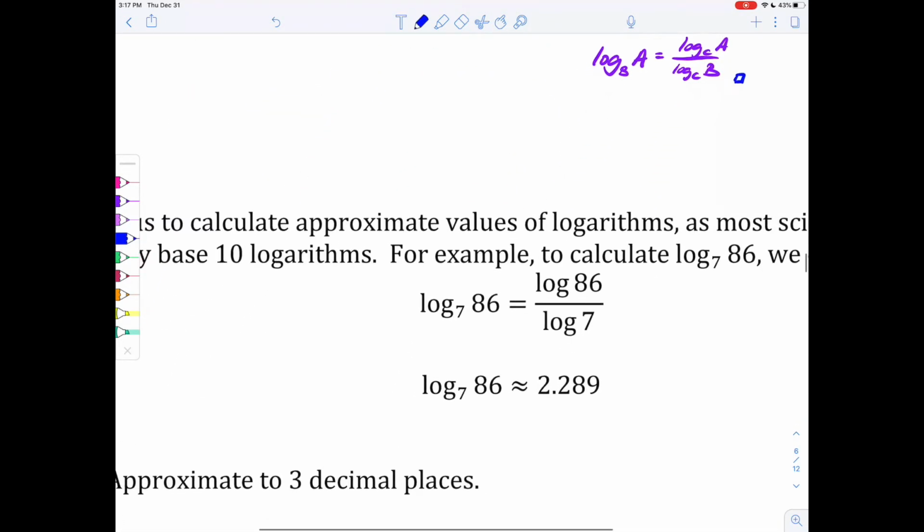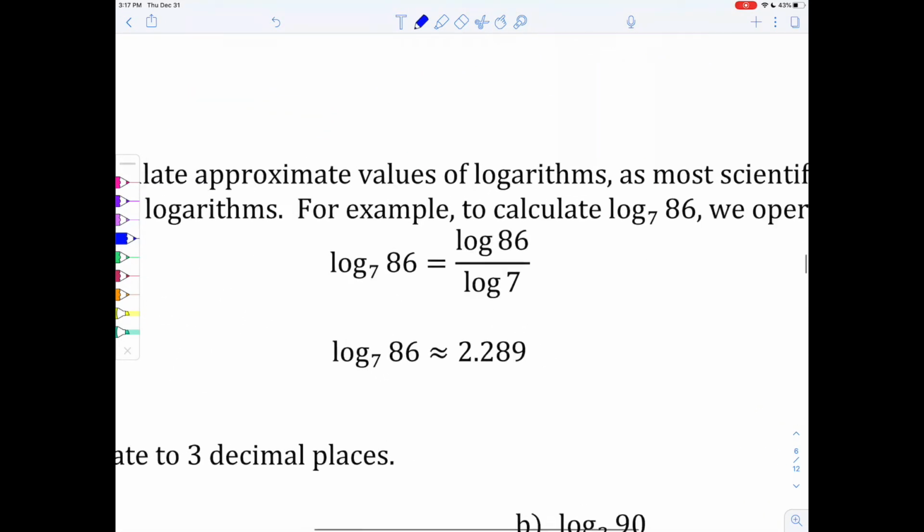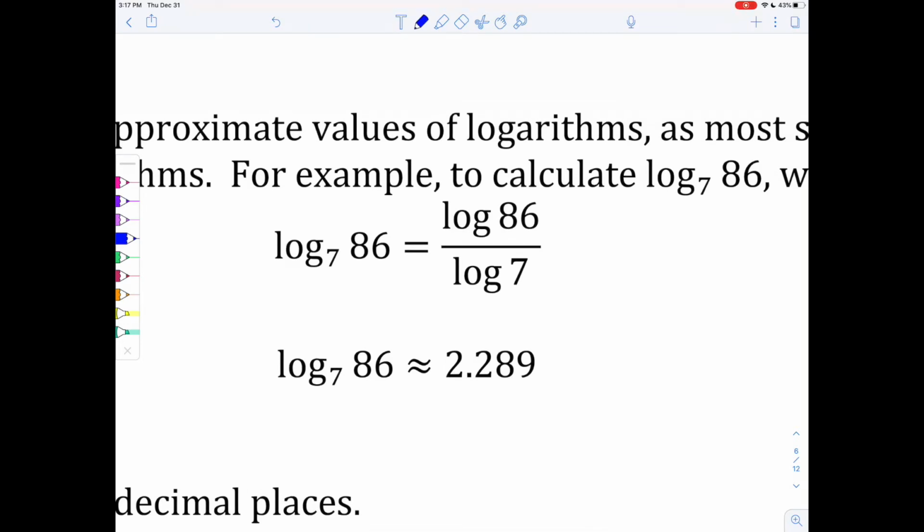So here's how we're going to use it. We're going to be able to approximate logs. This is similar to what I showed before with log base 3 of 7. Because our calculators can only handle base 10s, or most scientific calculators can only do that anyways, that's how we'll compute it. We'll take something like log base 7 of 86 and evaluate it by taking log 86 and dividing by log 7.